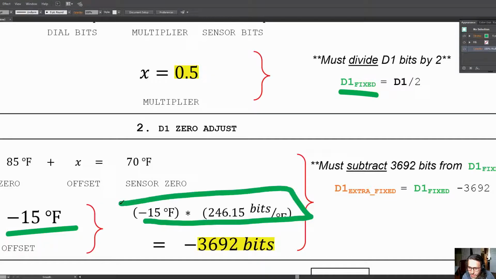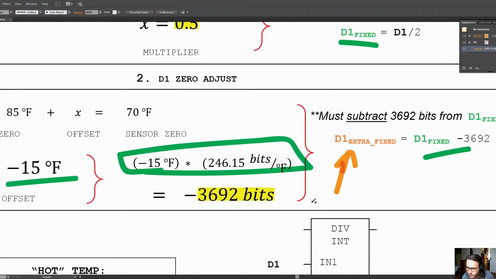So that's what this calculation is. It's minus 15 times the number of bits per degree Fahrenheit. So our second adjustment is we have to take our adjusted D1 and subtract 3692. So we're going to have a subtract block. Now what you can see is I gave myself yet another variable to store my second adjustment.